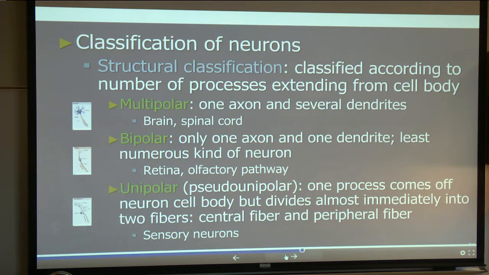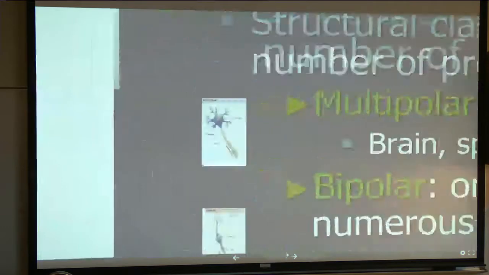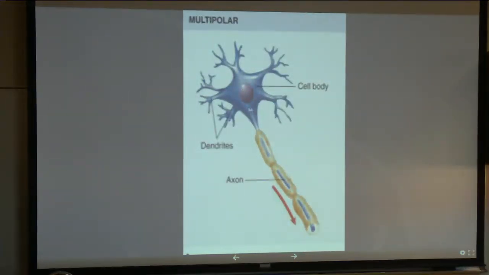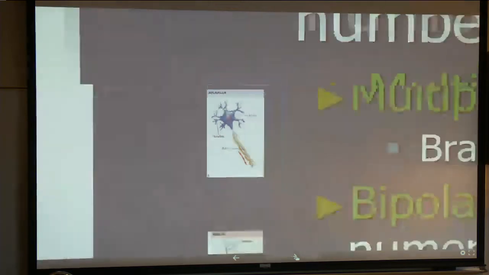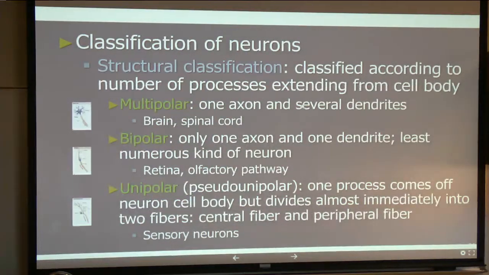If we look at a picture, we'll see that we have multiple extensions from the cell body. So here's your cell body. There's 1 axon, and there's more than 1 dendrite. So this would be multipolar, because yet again, multipolar, 1 axon, and more than 1, aka several dendrites.